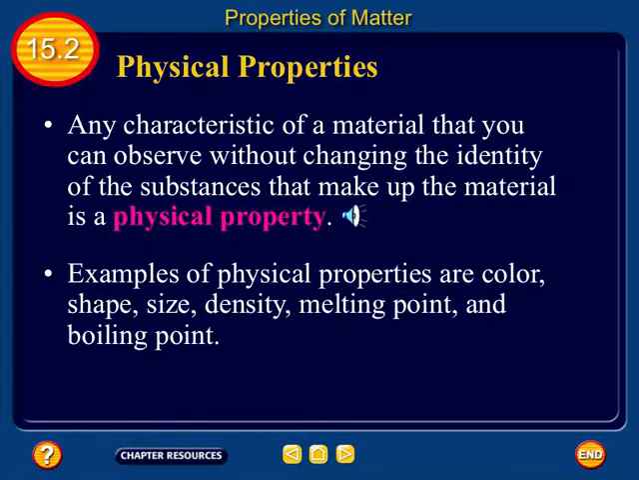Some examples of physical properties would be color, size, temperature, boiling point, melting point, density, mass, volume. Basically, if you can look at it and tell, or if you can measure it somehow using a measurement device, then it's a physical property. Can y'all give me some other examples of physical properties?